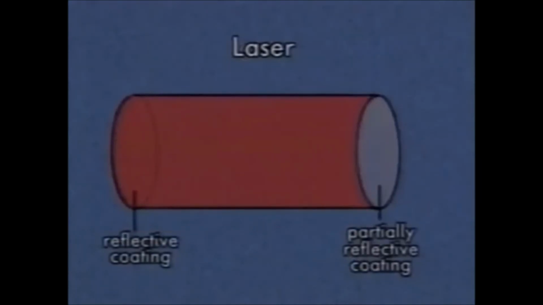There are several different types of lasers. This laser consists of a glass tube with a reflective coating on each end. One end is only partially reflective. The tube contains a colored liquid.